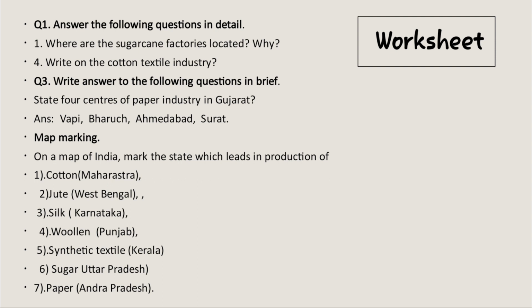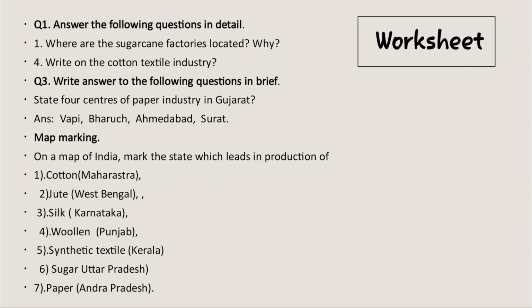Third paragraph, sugar industry. Second line, after reaping the crop of sugar, it has to be squeezed within 24 hours so that the amount of water is not reduced. Otherwise, its sugar content will decrease. That is why the sugar factories are located near sugarcane growing centers. That is answer number 1, section 1. Hope you have marked it.